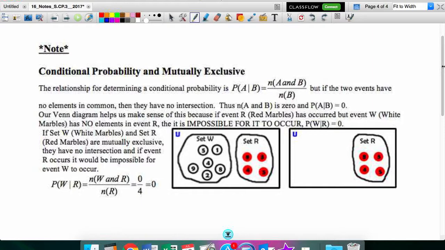Because if one event has occurred and the other event can't happen at the same time, that means that the first event couldn't happen, and therefore would be impossible, 0. So if you just take a look at our visual example, white marbles and red marbles are clearly mutually exclusive because this marble cannot be white and red at the same time. If we have the probability that it is red, if we're given the fact that it is a red marble, it makes sense to say that the probability that it's a white marble would be 0 because no white marble will also be red.